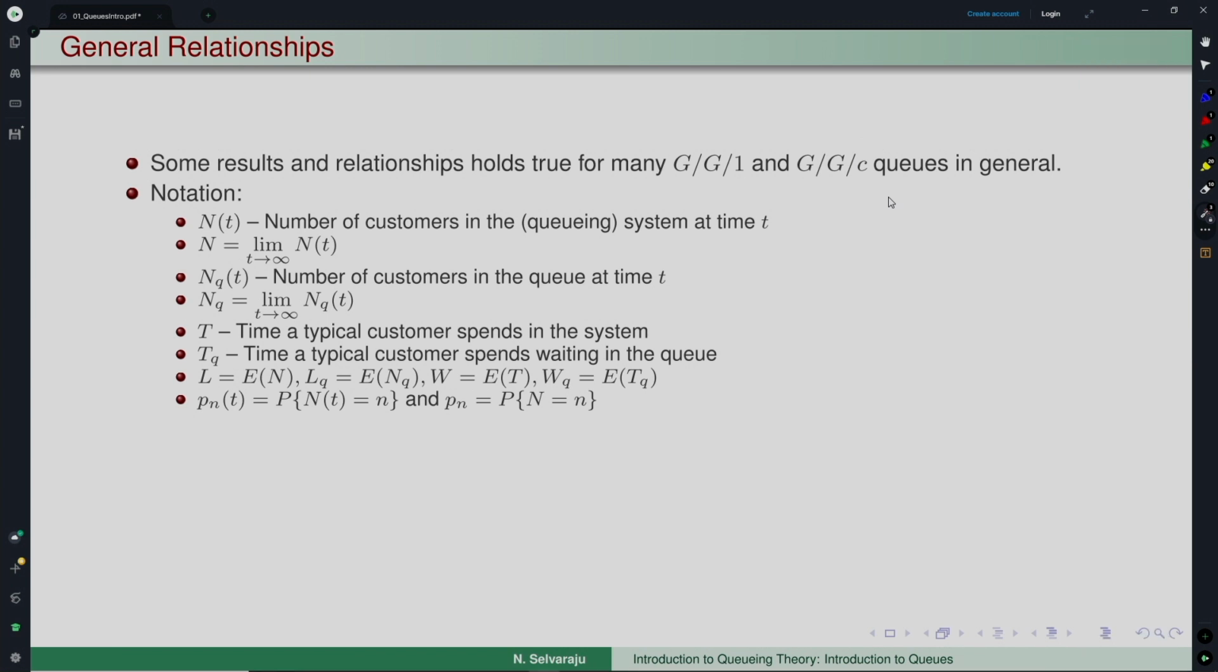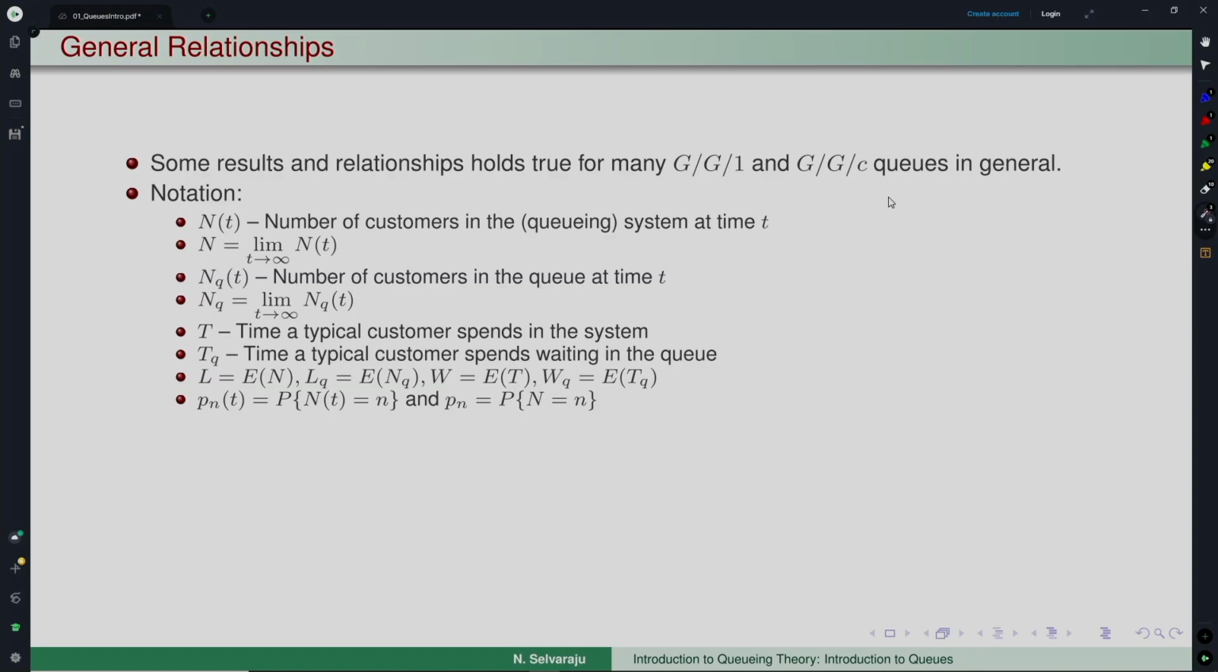Irrespective of that distribution, there will be certain results that hold in general. Of course, as you narrow down to smaller groups of systems, you may have some more relationships that hold, but what we are concerned with right now are the main ones which hold in such generality, either in the single server scenario or the multiple server scenario.